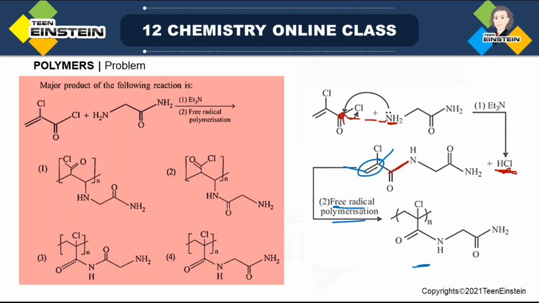Now here it is already drawn, so it is convenient for us to understand. But simply by applying common sense, you can remove some options. How? Just look at the part which is intact. So the intact part, how does it look? CONH, CH2, CONH2. So you have to find in which option this intact group is present. CONH, CH2, CONH2.